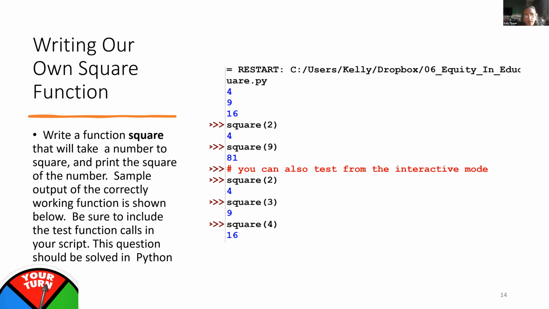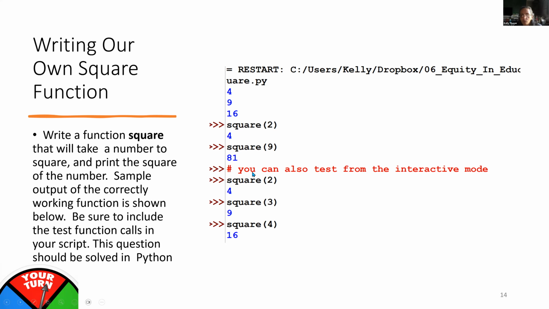So now that we have seen a little bit about how to do functions, let's get back to that square root button on the calculator. Write a function square that will take a number to square and print the square of the number. Sample output of the correctly working function is shown below. Be sure to include the test function calls in your script. This question should be solved in Python.